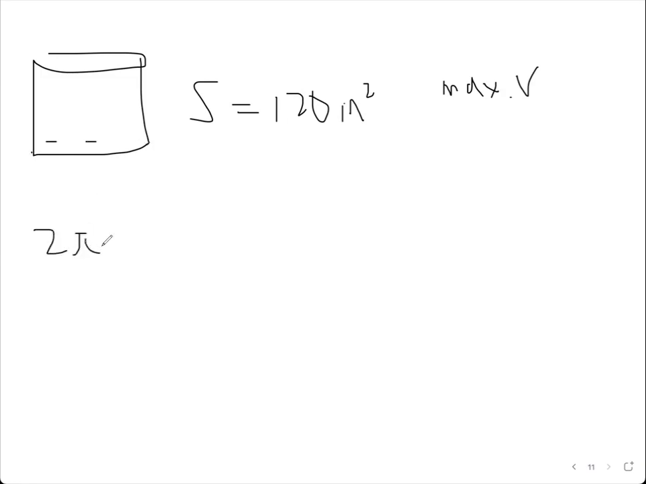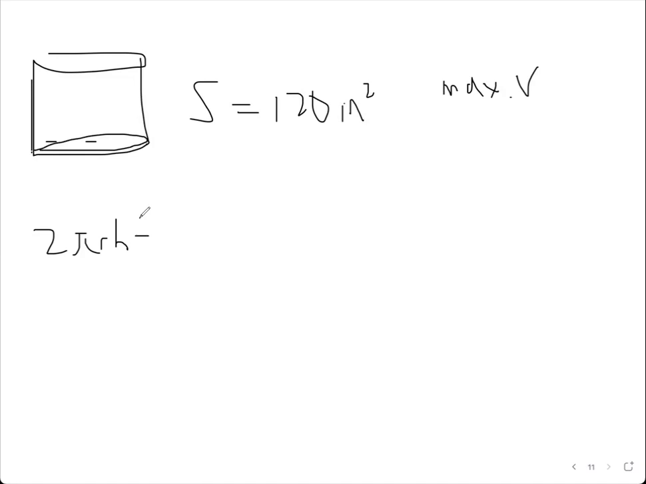You have a cylinder, an open cylinder, let's say, and the surface area is 120 inches squared, and you want to maximize volume. How would you do it? In this case, surface area is 2 pi r times h. So that's the hard part. It's the lateral area. Basically, if you were to unfold the cylinder, you would get a rectangle, and that's basically the circumference times the height.